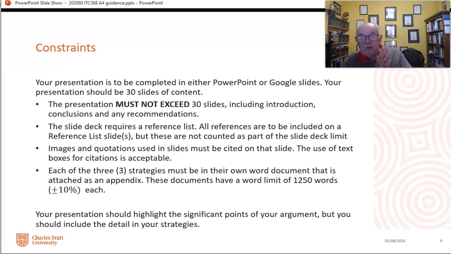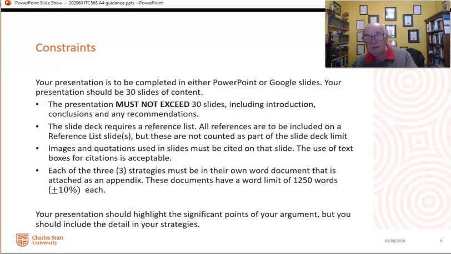So constraints that we've got in this. Your presentation must not exceed 30 slides. That includes your introduction, your conclusions, any recommendations if you want to include them. Your slide deck must have a reference list, and all the references are to be included on that reference list slide. But the reference list slides are not part of your slide deck limit, so that's additional. So if you're putting images and quotations on slides, they must be cited on that slide, and you could put the citation in a text box underneath it or around it, whatever. Have a look at some of my lectures as an example of how to approach that.